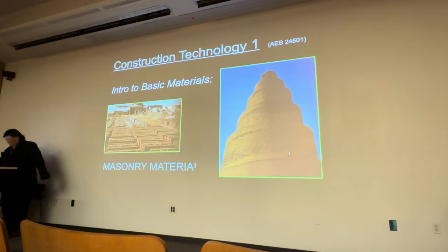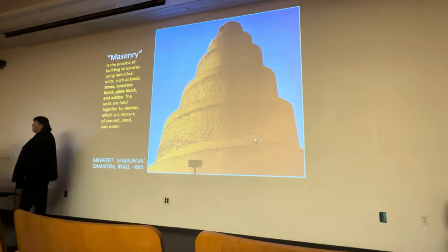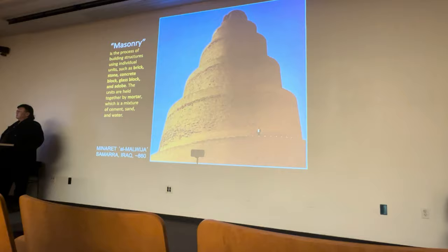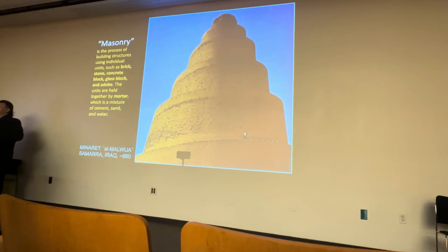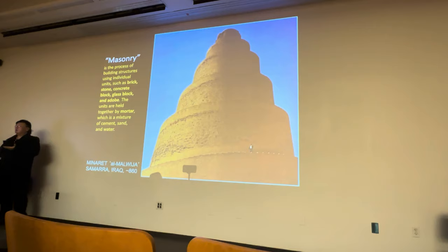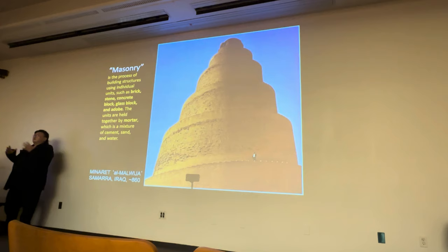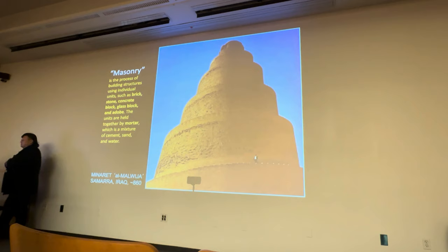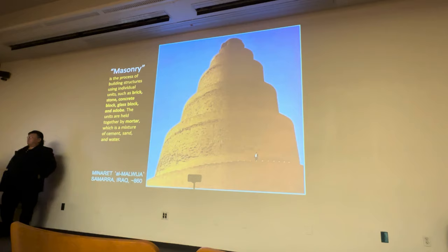Masonry is the process of building structures using individual units. They are not just one material, they are actually quite a few materials, such as traditional brick, stone, concrete block, glass block, even adobe clay. There is quite a variety of natural materials we talked about here. The units are held together by mortar, which is a mixture of cement, sand, and water.